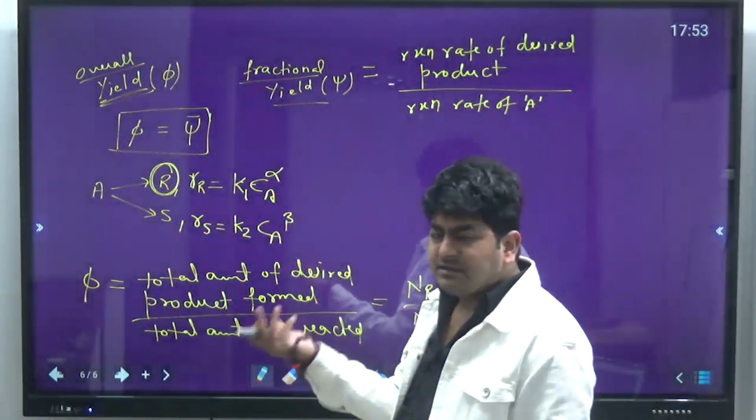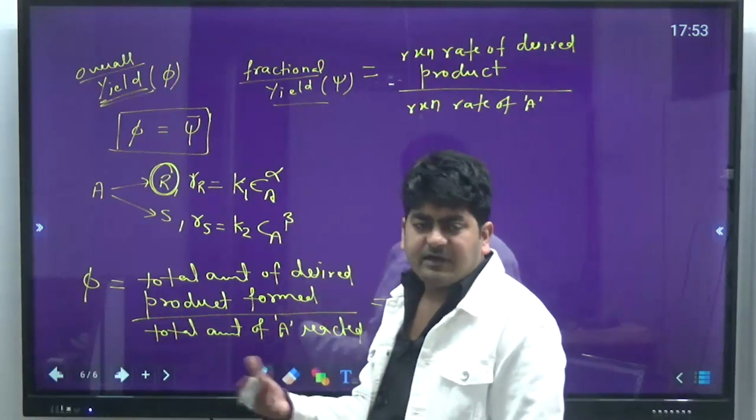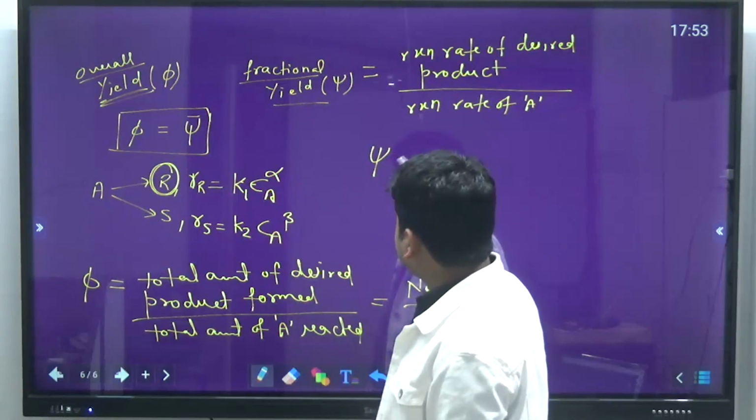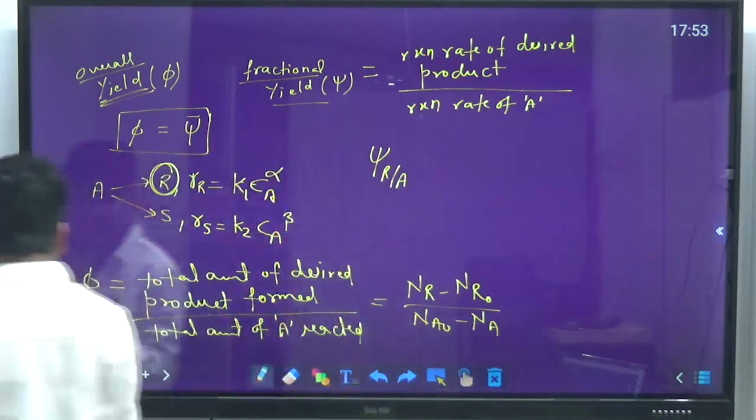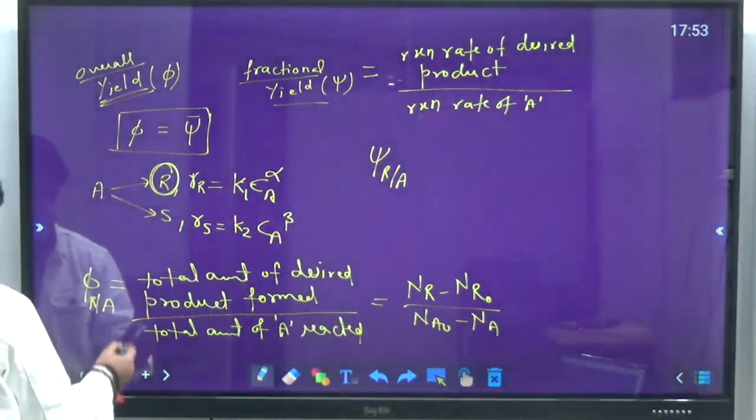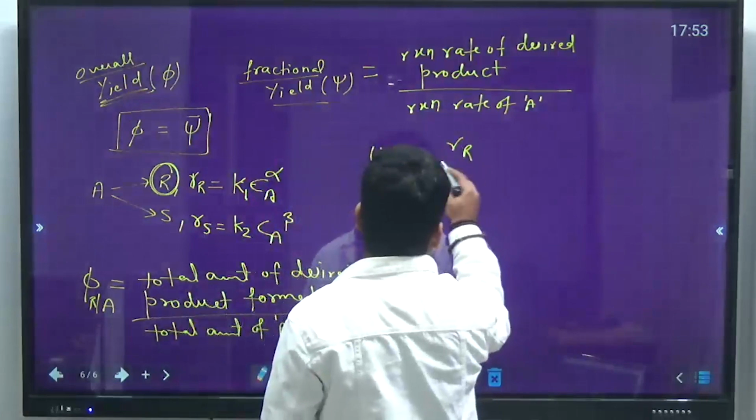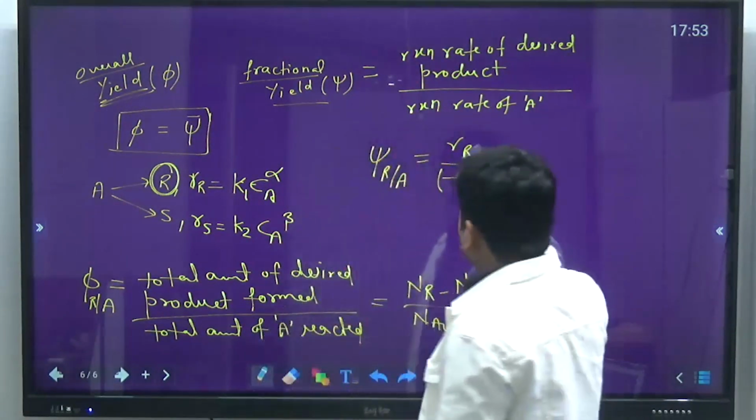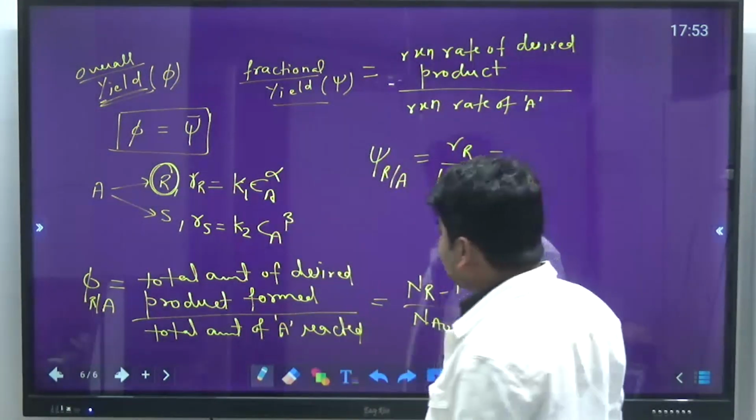If we have only one reactant, then that itself will be the limiting one, and if we have more than one reactant, then we have to write it for the limiting reactant. So here average fractional yield, that is R by A. Overall yield you can write as R by A in suffix or simplify. So average fractional yield RR over minus RA, and you can write whatever RR and what is minus RA. I hope you understand that.